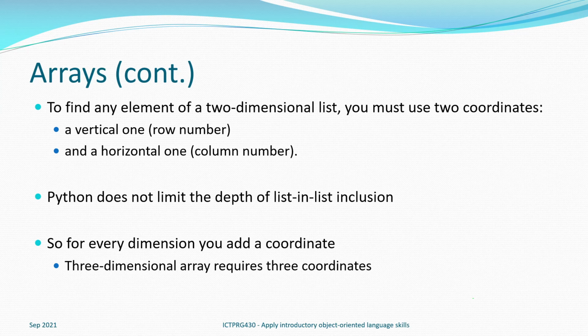Alright, so two-dimensional list. We've got, if you like, a row and a column number. We do not limit how many we have. So a three-dimensional array requires 3 coordinates. 4-dimensional requires 4 coordinates, so on and so forth.